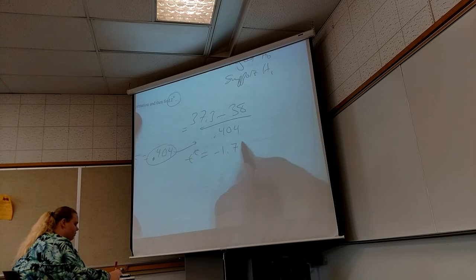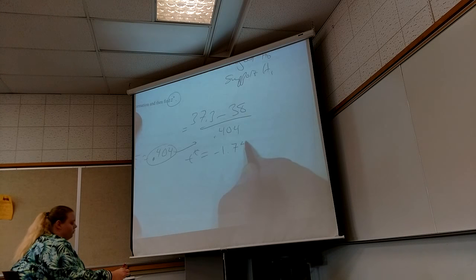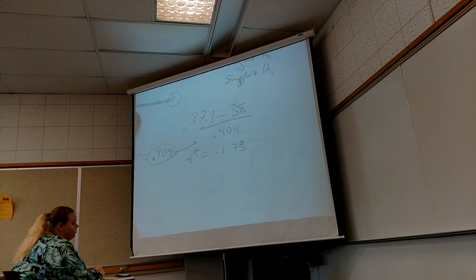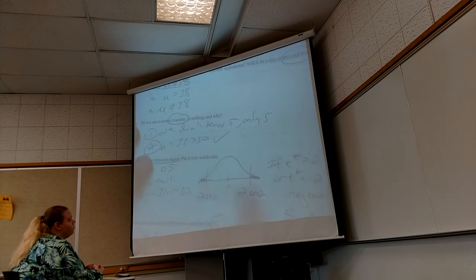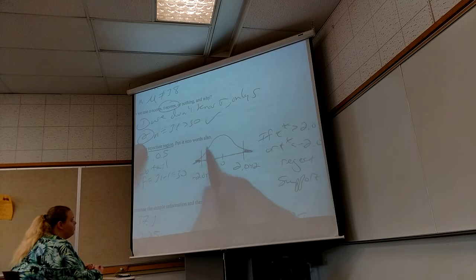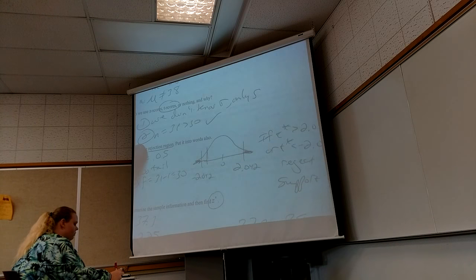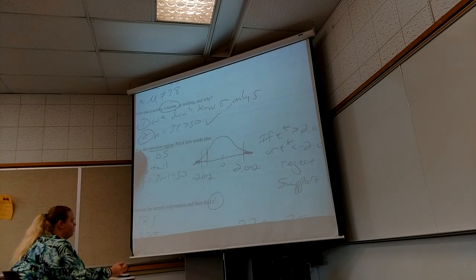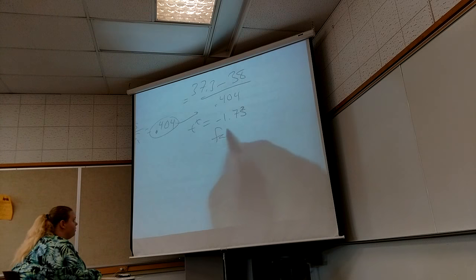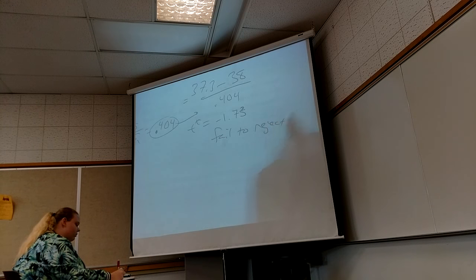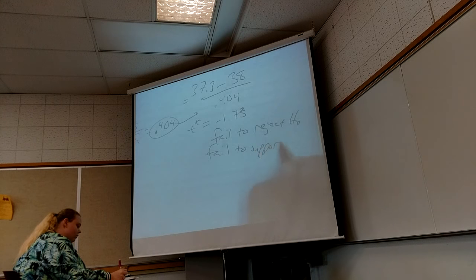Doesn't matter. What do you guys get there? Negative 1.7. Negative 1.733? Where's that here? Right there. So did we make it? No, we failed. Which doesn't mean that we suck. It just means that this test did not show enough evidence. So we fail to reject the Ho. Fail to support the Ha.